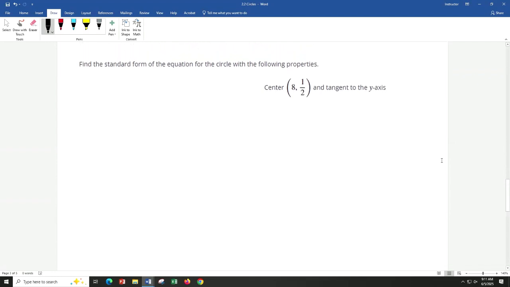Find the standard form of the equation for the circle with the following properties. It gives you the center. The center, 8, 1/2, okay? Tangent to the y-axis, okay? Tangent. Tangent to the y-axis means x is 0. Okay?